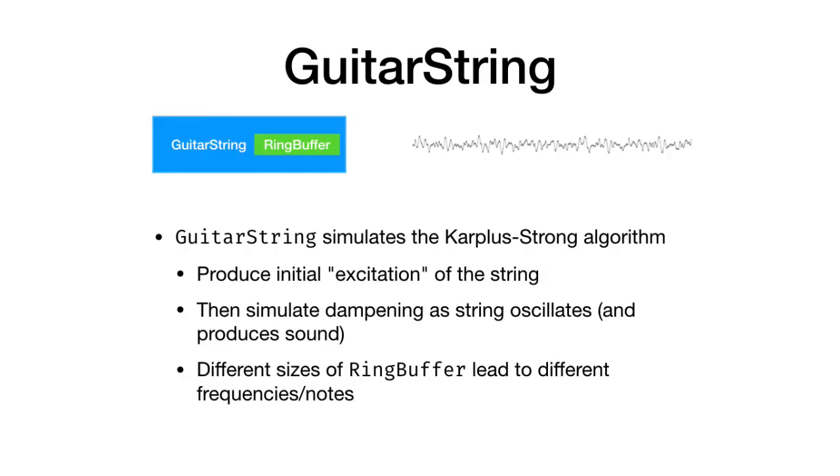So now let's talk about guitar string. So guitar string is a class that each guitar string has its own ring buffer. So again, the guitar string is going to be using the ring buffer to simulate the Karplus-Strong algorithm. The ring buffer is going to act as that dampening mechanism that's going to make sure that there's an oscillation that happens. And what guitar string is going to be responsible for is plucking that virtual string by putting noise inside of that buffer and making it dampen.